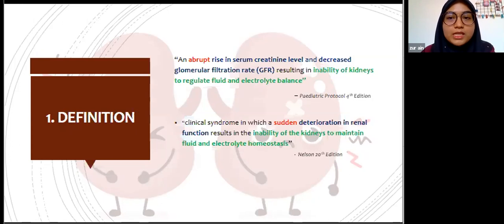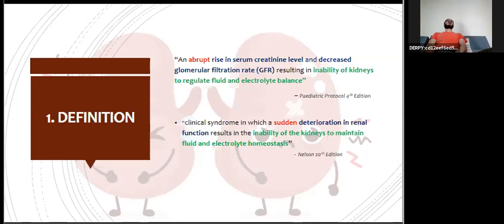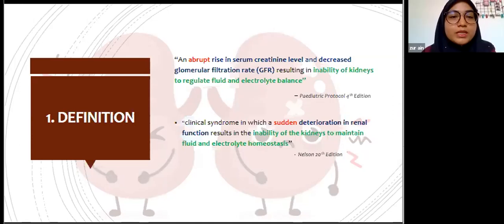Basically, to make it easier to understand, there are 3 things that you can say to define AKI. Number 1, it is an abrupt or rapid condition. Number 2, there is a decline in the renal function, which is evidenced by the level of creatinine and also GFR. And number 3, as a consequence, the kidney is unable to do its normal function, which is to regulate fluid and electrolyte.